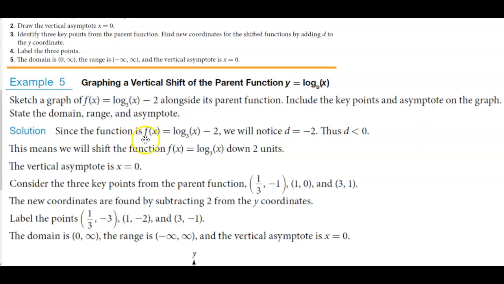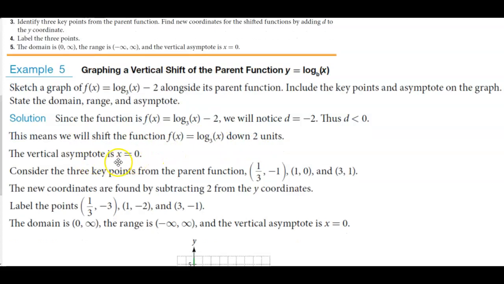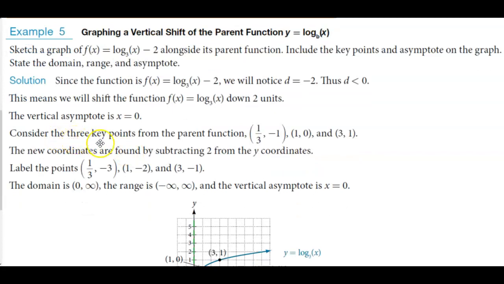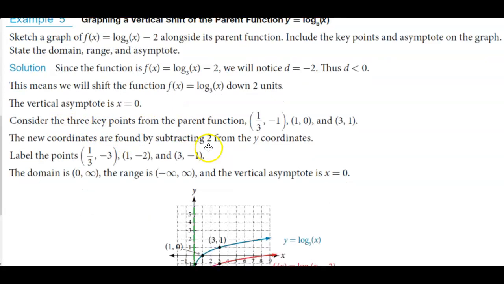Now, since the function is f of x, which is equal to the log of base 3 of x minus 2, we will notice that d is equal to negative 2. Therefore, since d is less than 0, this means that we'll shift the function down 2 units. The vertical asymptote is located at x equals 0. We're going to consider the 3 key points from the parent function.